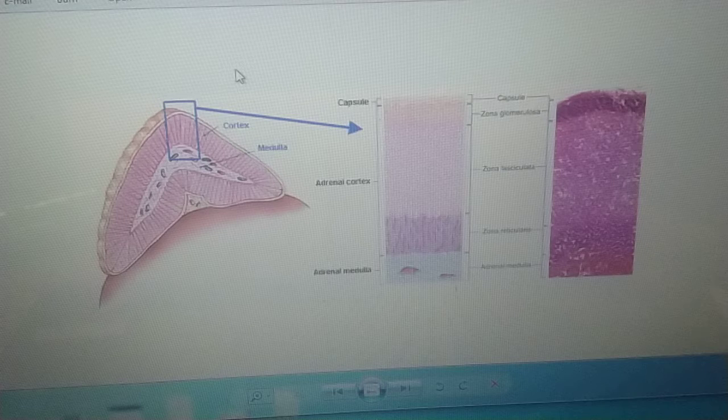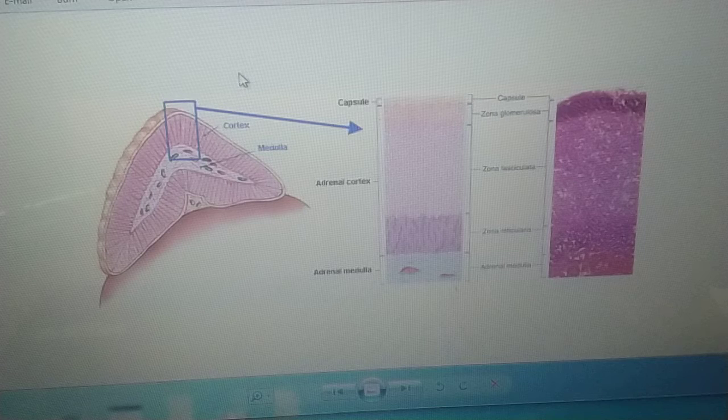As you can see in the diagram, the cortex is surrounded by a fibrous capsule. Both adrenal cortex and medulla have different embryonic origin. Structure and function we'll discuss one by one. Adrenal cortex has the mesodermal origin.